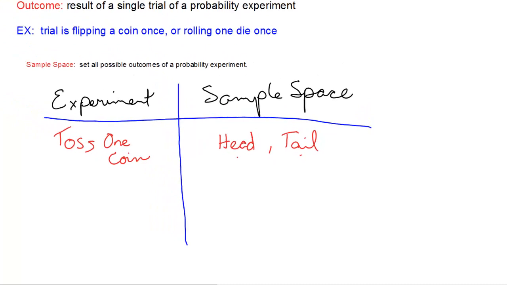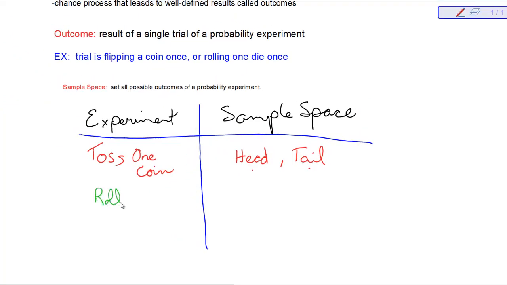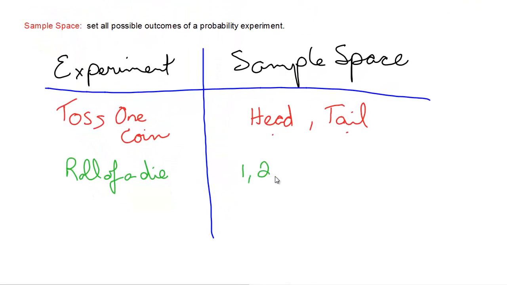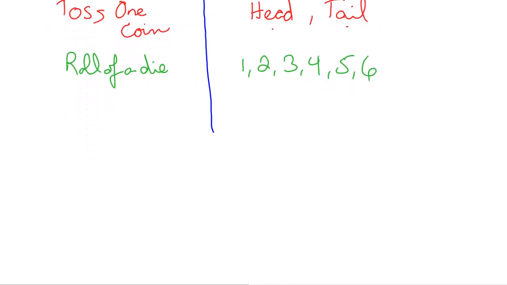Another example is the roll of a die. A single die. What are the possible outcomes that we have? Well, on a die we have 1, 2, 3, 4, 5, and 6. I'm talking about a normal die, not a loaded die, not an 8-sided die or anything, but a normal 6-sided die. My possible outcomes are anything from 1 to 6.